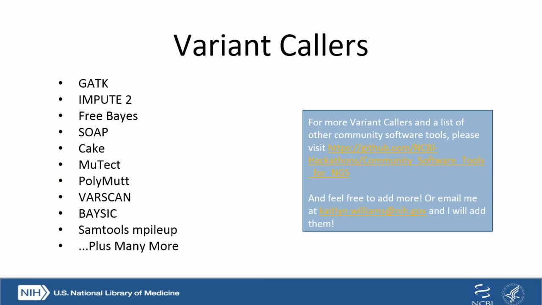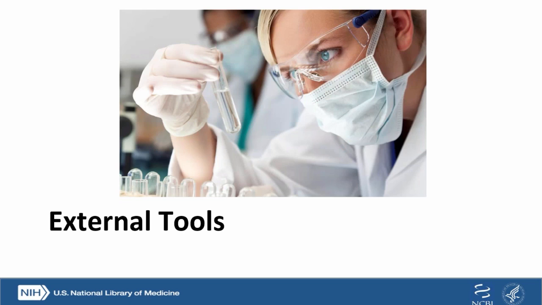If you're running raw data, you'll probably first want to use a variant caller before you use any of these tools, just to get it into VCF format. So these are some of the more popular variant callers. We also have a list of them at this website, NCBI-hackathons community software tools for NGS. And feel free to add more tools to that. I've been working on that for a few months, so feel free to add them, or you can email me with any suggestions. All right, so now we'll get into some of these tools.